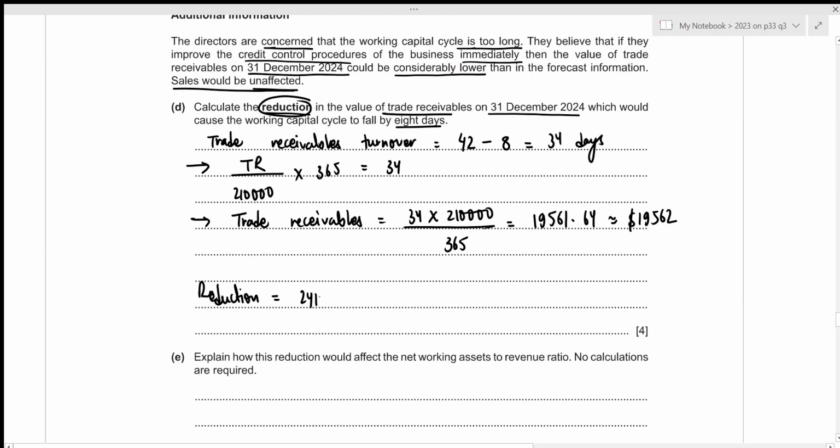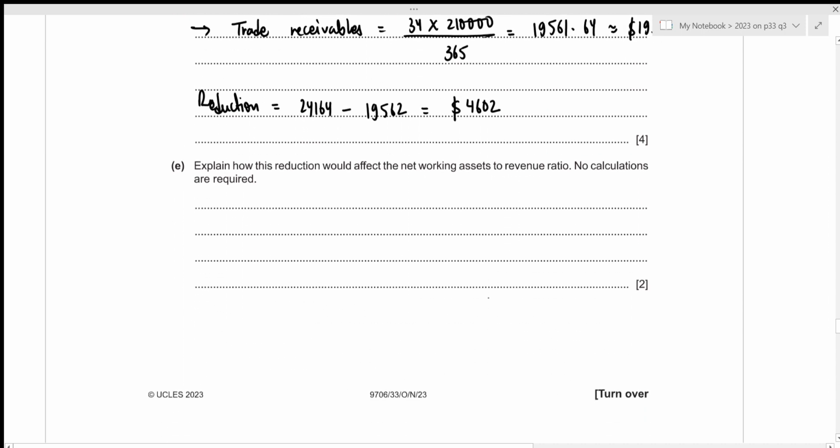So 24,164 minus the new value of 19,562, this results in the reduction of 4,602. That's all for the fourth part. Now we need to explain how this reduction would affect the net working assets to revenue ratio.